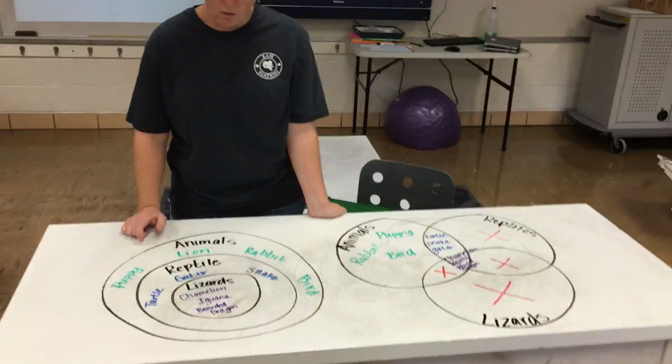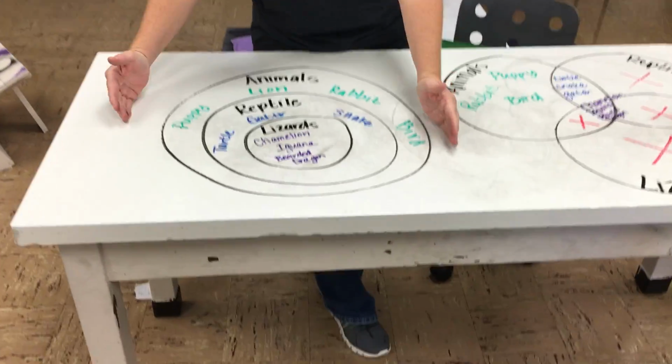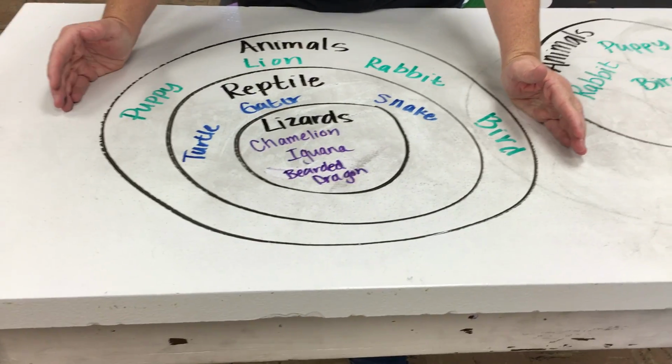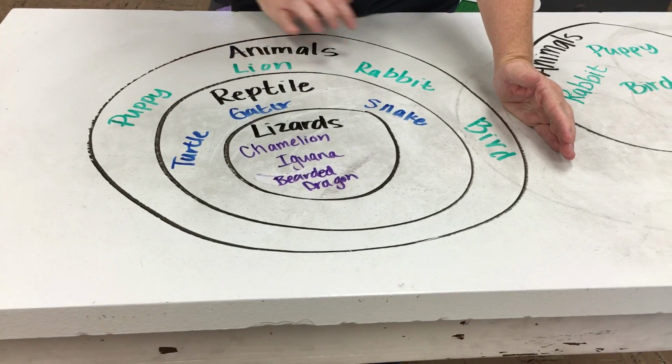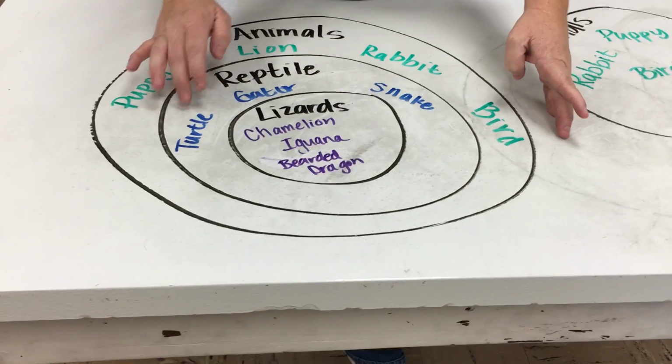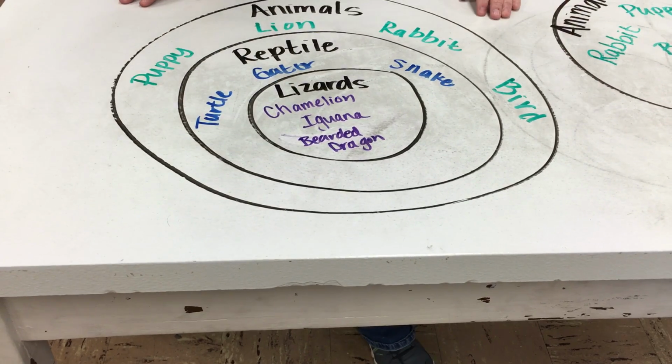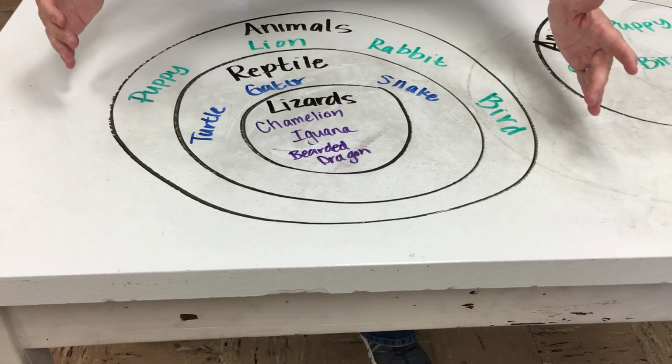All right, so we have the whole world of animals here. Not the whole world, but a lot of them. And we have some specific examples we're going to use. So we have a puppy, a lion, a rabbit, and a bird, a turtle, a gator, a snake, a chameleon, an iguana, and a bearded dragon. Now, all of these are animals.